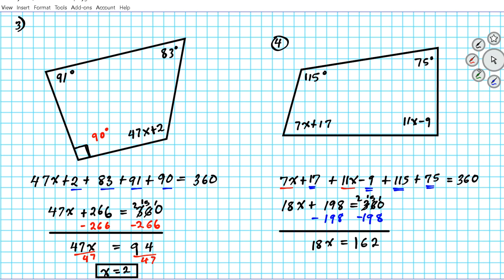Now to finish this off, we're just simply going to divide both sides of the equation by 18. And that will give us our final answer. X is equal to 9. Okay, bam. All right, so there goes the answer to question number 4.